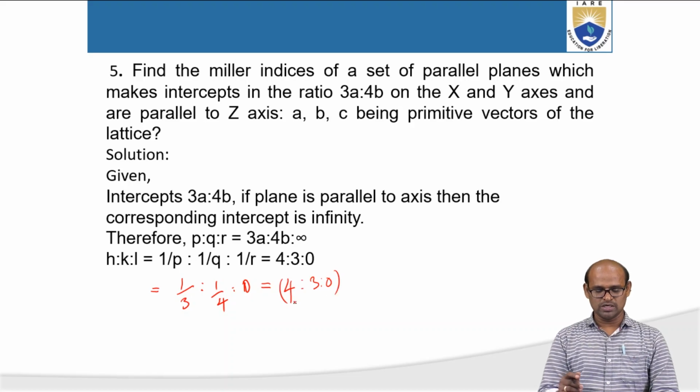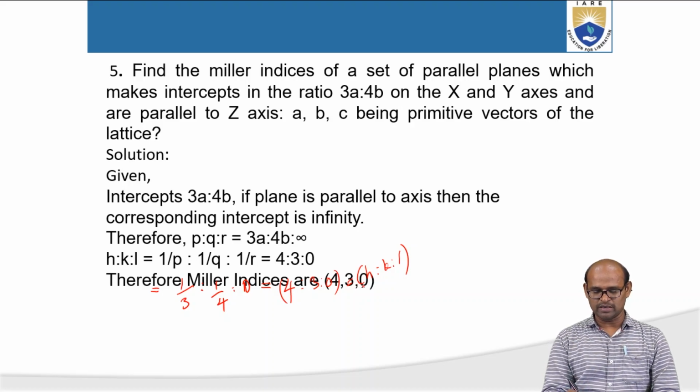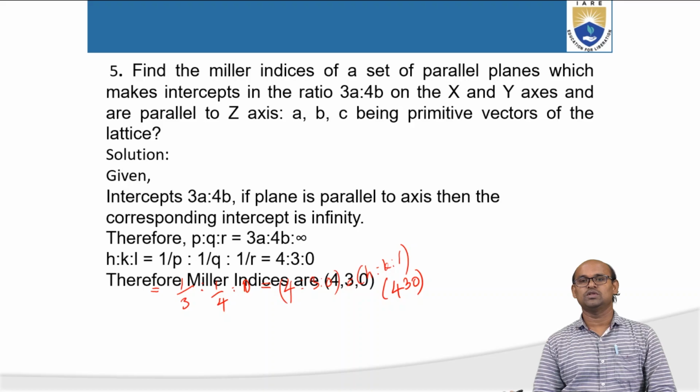So these are the HKL, Miller indices. The Miller indices are 4, 3. You should not write Miller indices separated by commas. You should write Miller indices as 4, 3, 0. So these are the Miller indices of the given plane, which are 4, 3, 0.